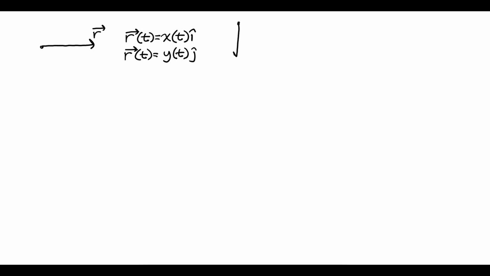So in one-dimensional motion, if this is a position vector, r, then the position vector as a function of time would either be in the i direction or in the j direction. And it would look like this, or it would just point upward. So either in only one direction, i or j.